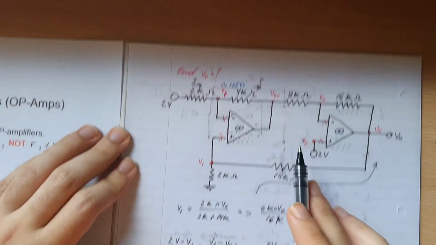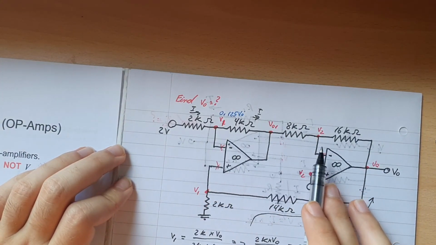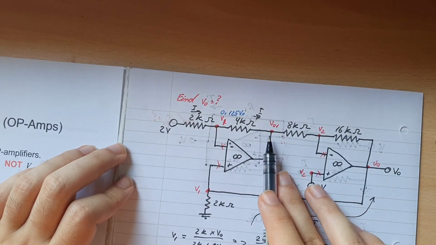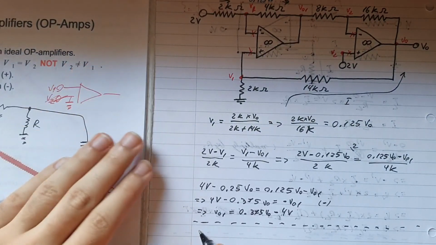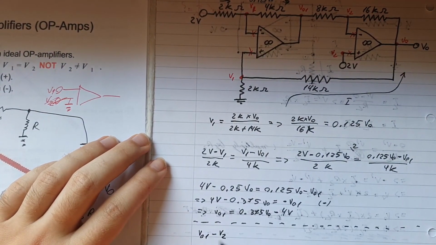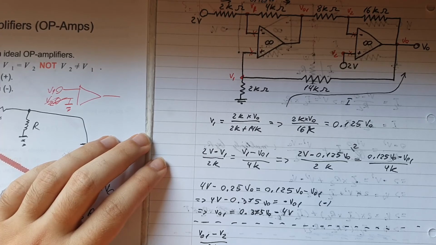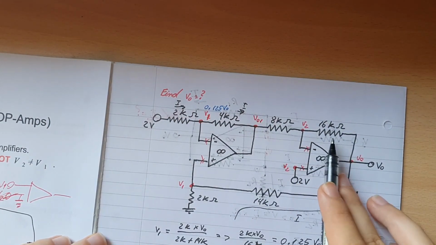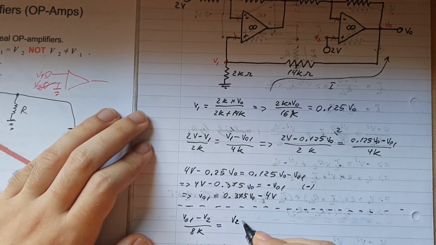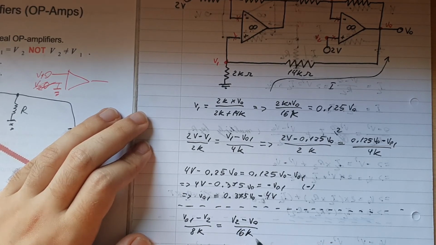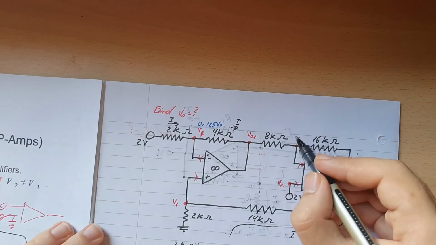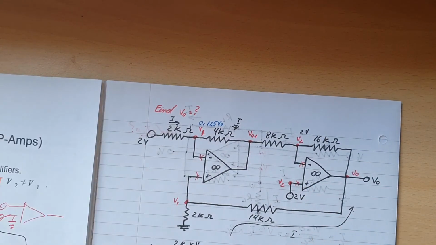Also because this was the first amplifier, now we're at the second one. And the second one follows the same formula. So VO1 minus V2 divided by 8K is equal with V2 minus VO over 16K. And luckily for us, we already know that V2 is equal to 2 volts from this point, so this one will be 2 volts, okay?